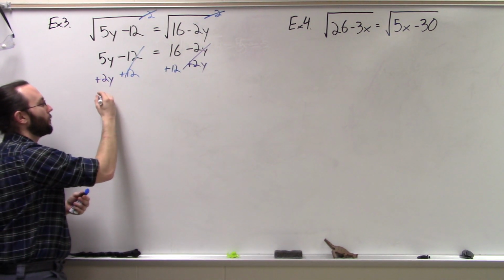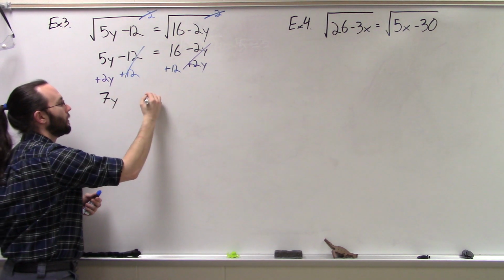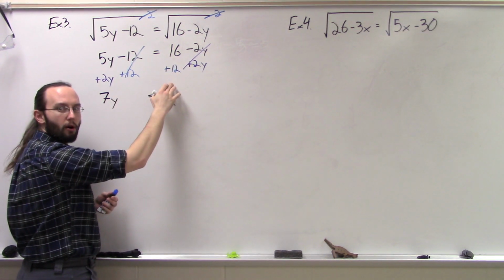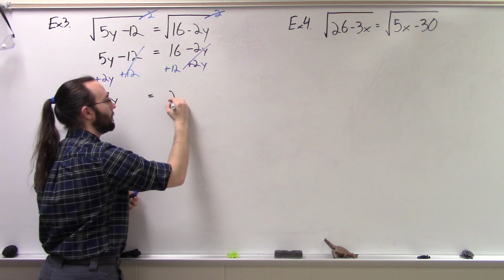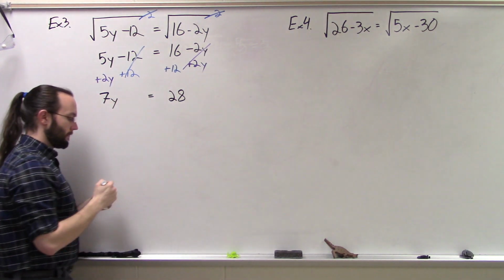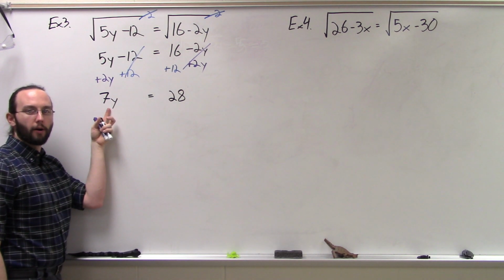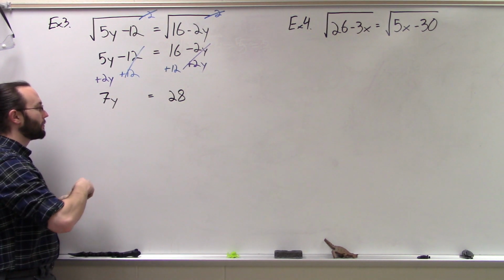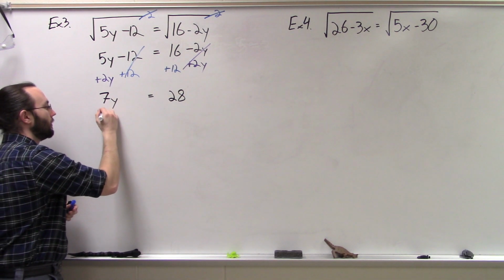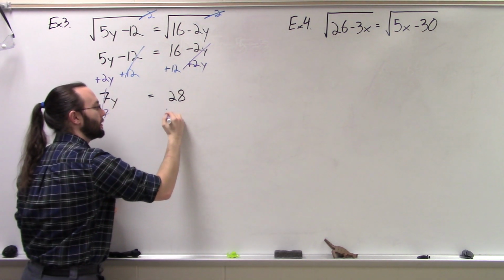5y plus 2y, well that's 7y. 16 plus 12, that gives me a 28. Last but not least, I don't want 7y, I just want 1y over here on the left. So dividing both sides by 7 will tell me that y is 4.